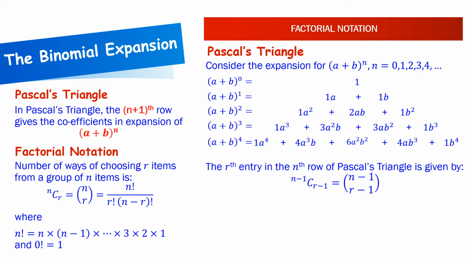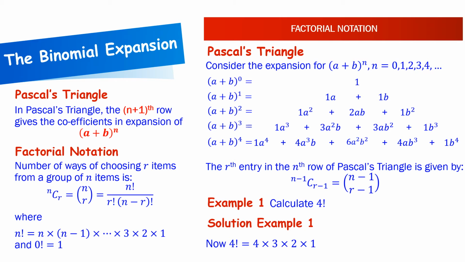We also know that one row depends on the previous row, and we also know that the rth entry in the nth row of Pascal's triangle is given by n minus 1 choose r minus 1. Let's take a look at an example. Calculate 4 factorial. 4 factorial is 4 times 3 times 2 times 1, which is of course equal to 24.